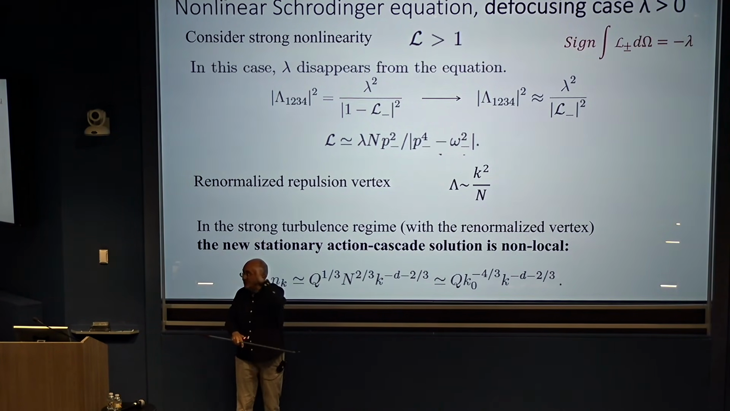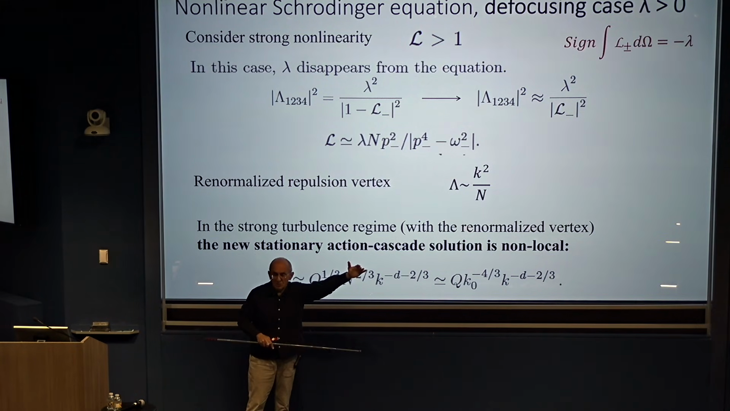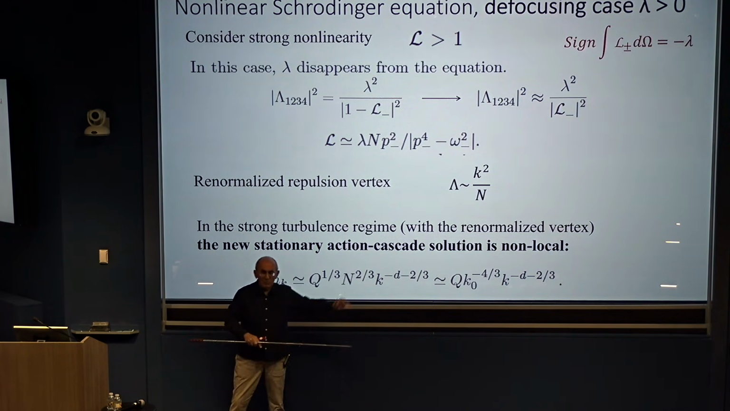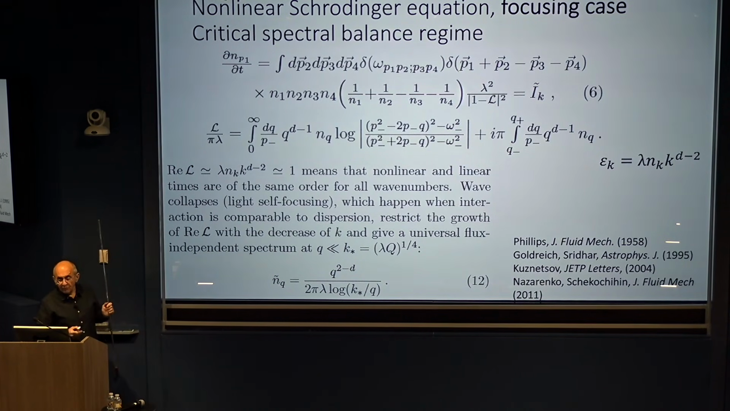Speaking to Nazarenko, it actually tells you that this is something which will have two stages of establishment. The temporal kinetics is very interesting here, right? But the steady state knows the destination of a cascade. That's the meaning of this. Now, let's go to the focusing case.